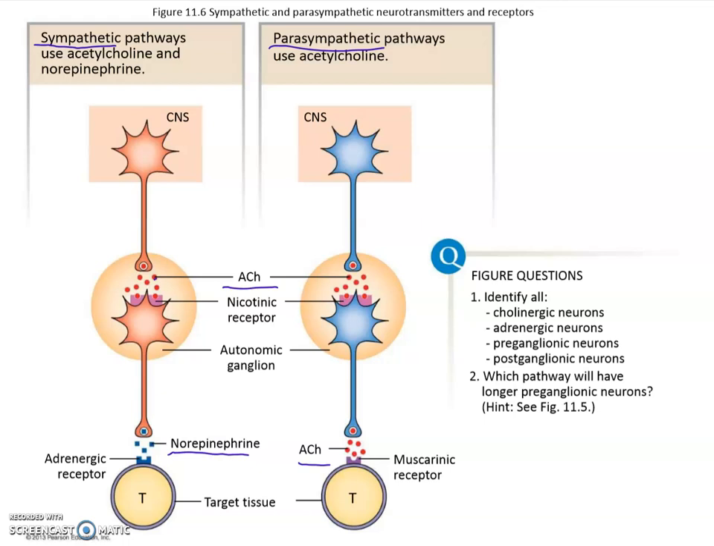One last thing to note would be that the acetylcholine receptors at the ganglion are nicotinic type of acetylcholine receptors. That means they're ion channel type of acetylcholine receptors, versus the acetylcholine receptors here from the postganglionic neuron to the target tissue. They are muscarinic type of acetylcholine receptors.